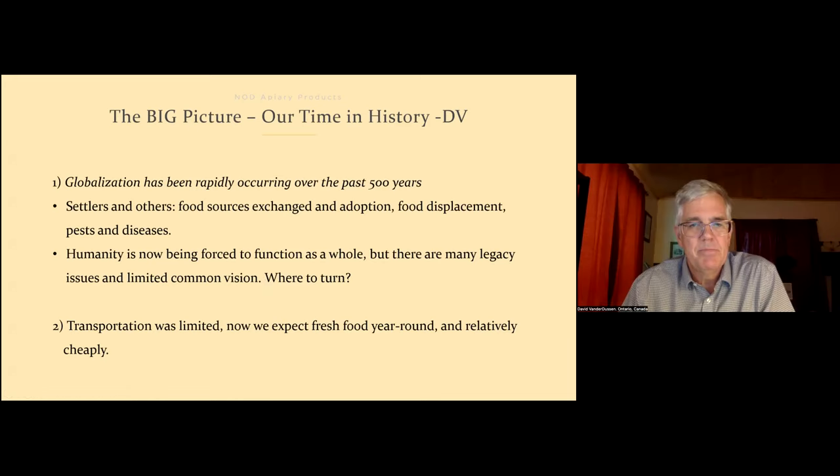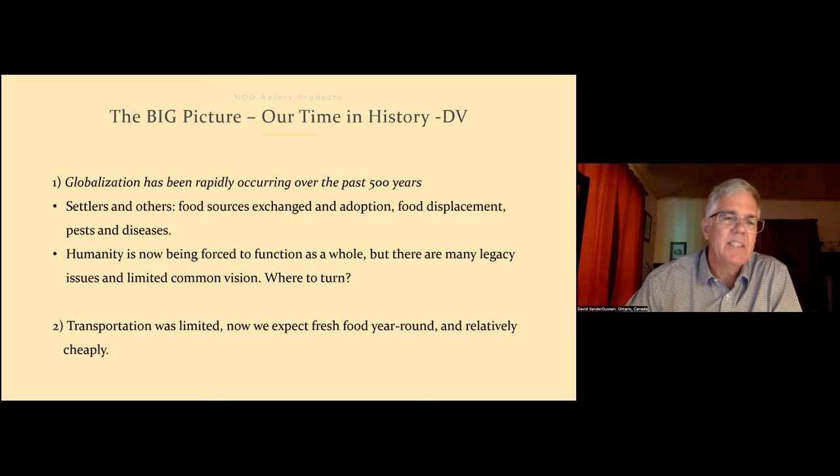Okay, so over the last 500 years, we've seen settlers and explorers and other people moving around the planet by various ways. And there's huge food sources exchanged and adopted. So for example, things like corn and potatoes moved back to Europe and were adopted by them, and over into the Americas were brought a lot of the fruit and other crops that we grow here. But at the same time, there's some food displacement. What was primary food products grown here were replaced by what was brought over and vice versa. And along with this came all the introduced new pests and diseases. And this is an ongoing process.